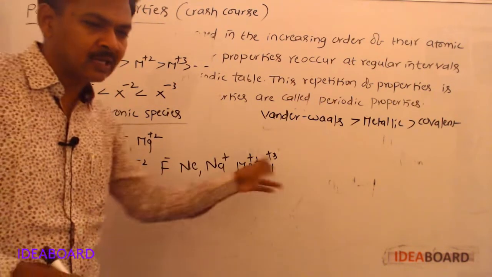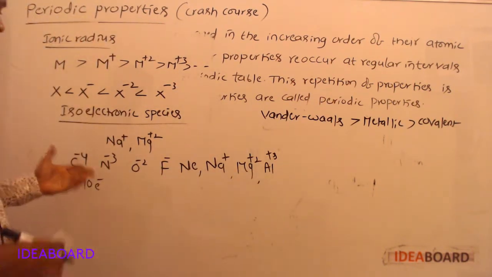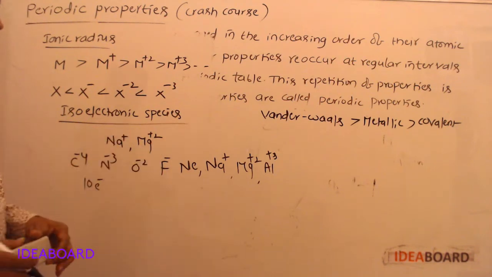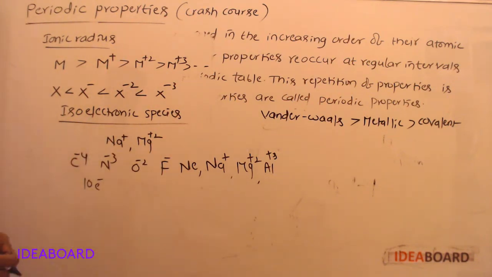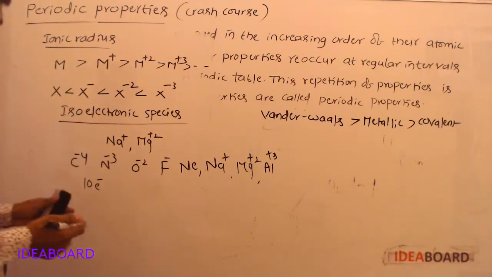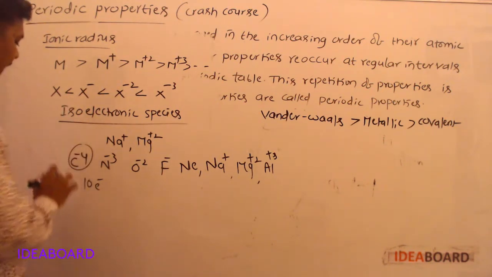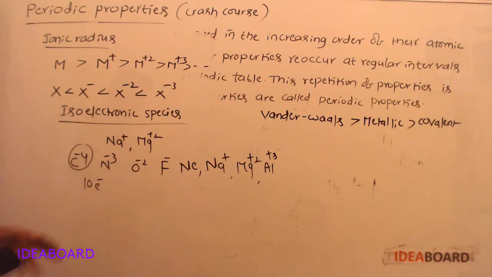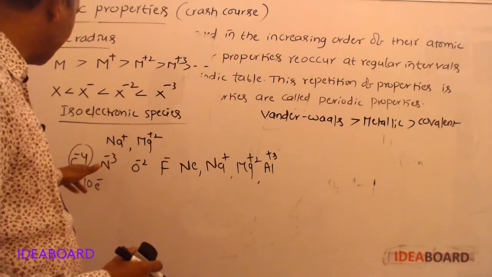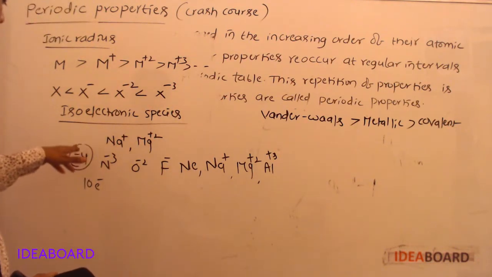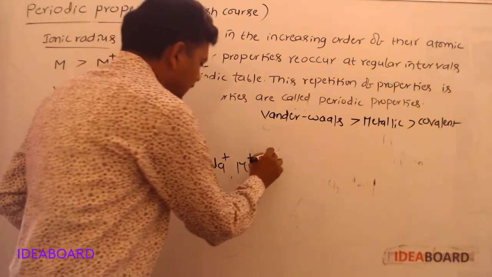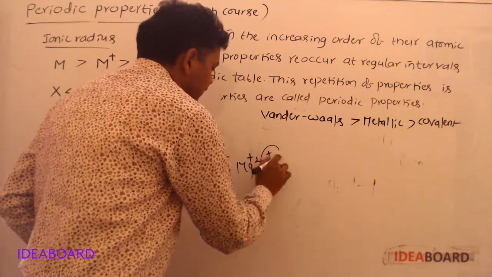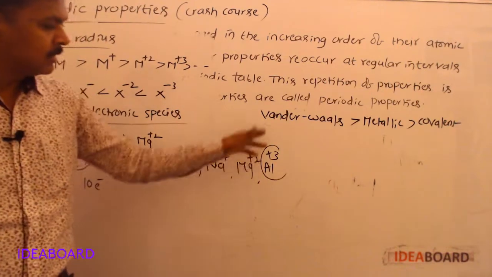This is an isoelectronic series. An isoelectronic series means a series of ions having the same number of electrons. In an isoelectronic series, the ion having the highest negative charge is the largest one. The ion having the highest positive charge is the smallest one.